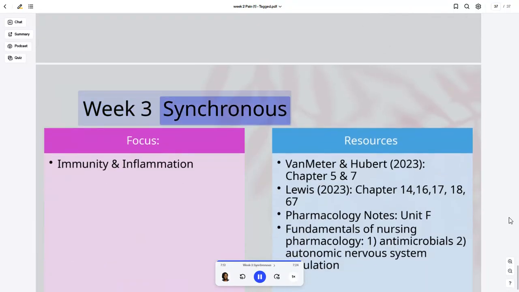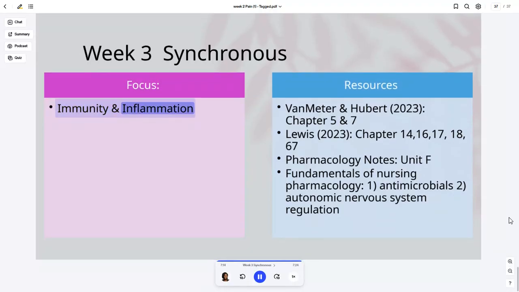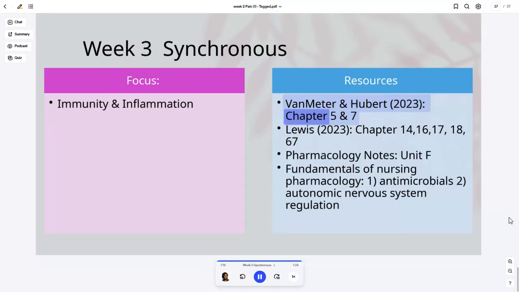Week 3 synchronous focus: resources, immunity, and inflammation. Van Meter and Hubert, 2023, Chapters 5 and 7. Lewis, 2023, Chapters 14, 17, 18, 67. Pharmacology Notes, Unit F. Fundamentals of Nursing Pharmacology: 1. Antimicrobials, 2. Autonomic Nervous System Regulation.